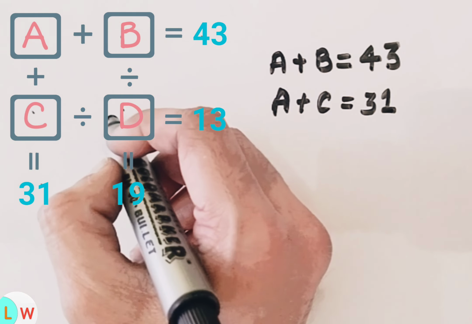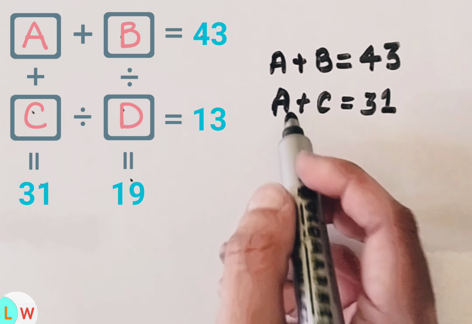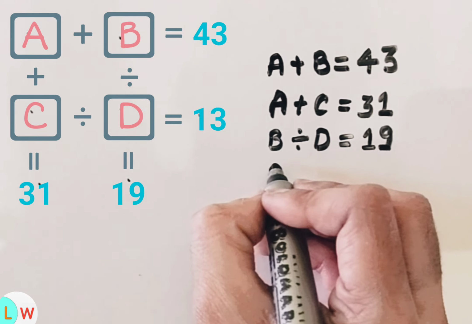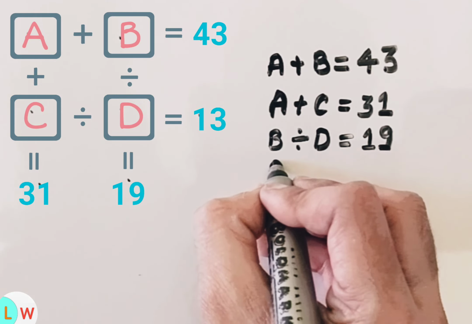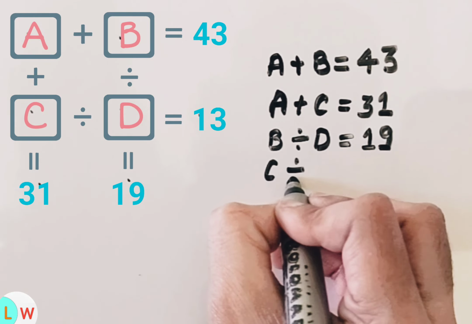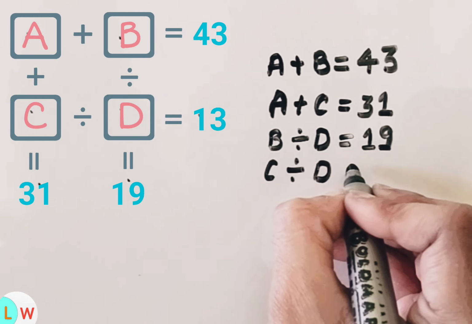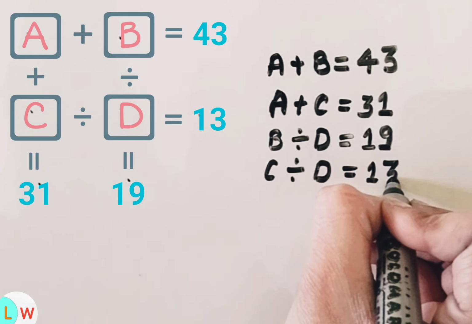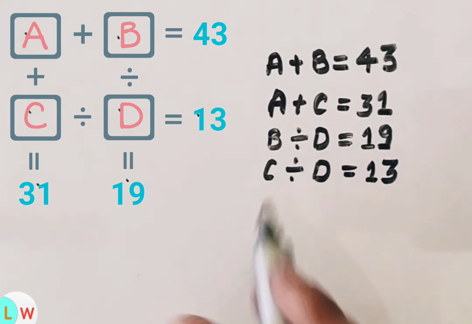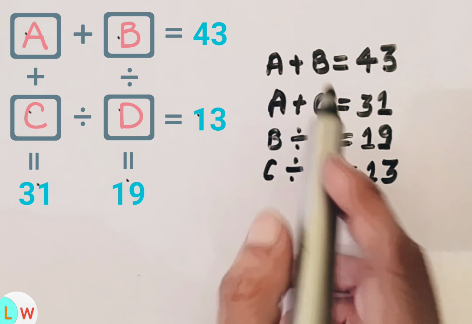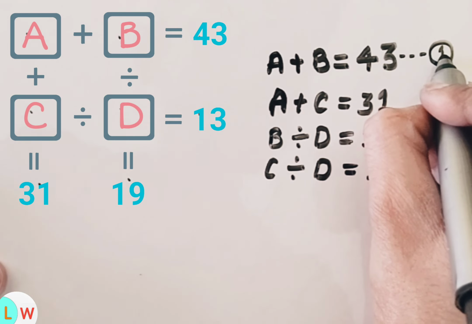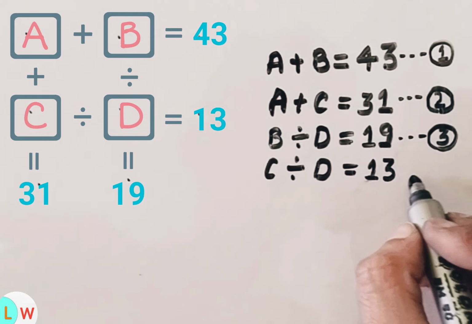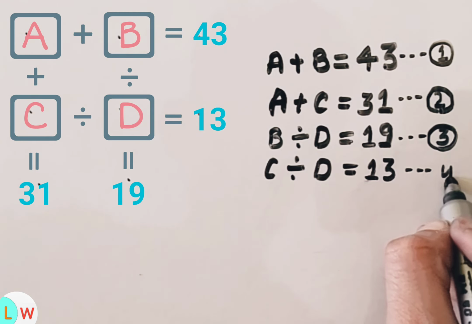And now let's focus on B divided by D equals 19, and here is our B divided by D equals 19 over here. And finally let's look at C divided by D equals 13, and here we have C divided by D equals 13 over here. Now let me go ahead and give these equations a name. Let me call the first equation equation number 1, the second one equation number 2, the third one equation number 3 and finally this one equation number 4.